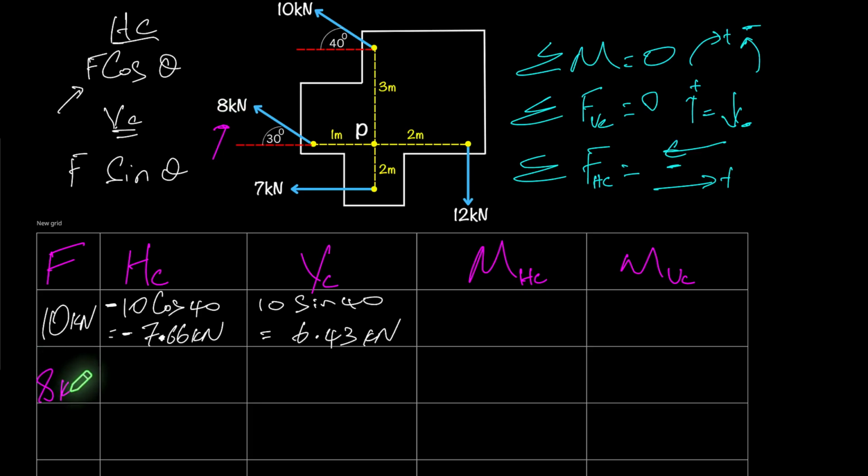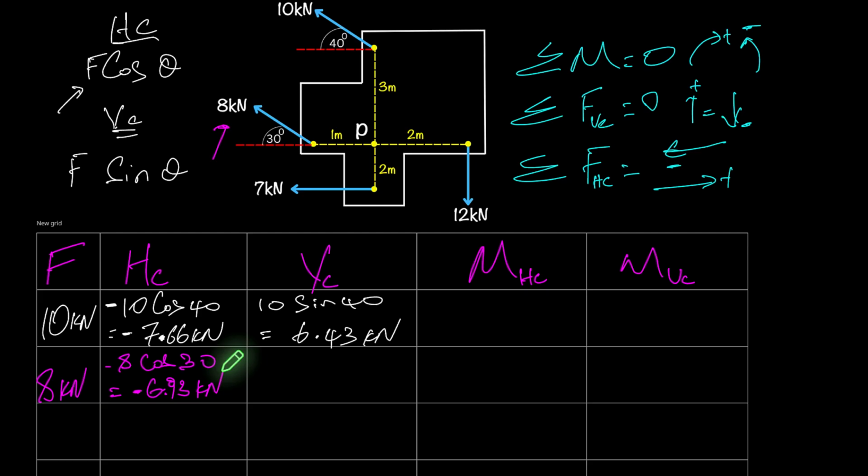So that's the 8 kilonewtons. Our horizontal component now is going to be negative. So what we'll end up with here is negative 8 cos 30, and putting that in our calculator, that's going to give us negative 6.93 kilonewtons.